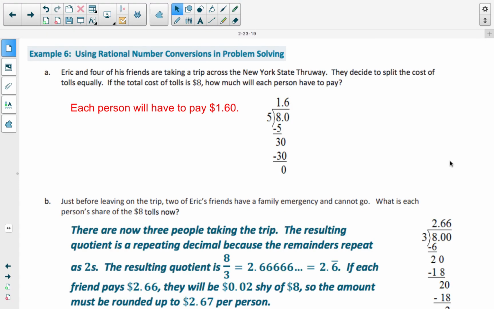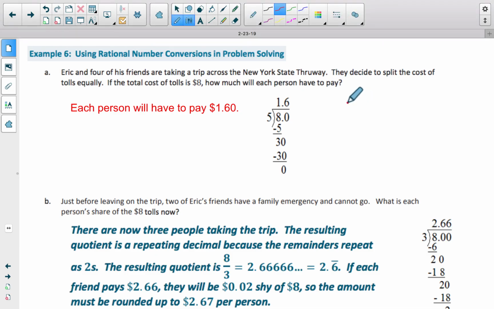For example 6A, you should have got $1.60. Eric and his 4 friends, keep in mind that is 5 people, and you are taking these $8 and splitting it amongst 5 people. So 5 goes on the outside, 8 goes on the inside. You should have got $1.60. Keep in mind I added the 0 here because this decimal terminates, but because it's money, you always write up to the hundredths place, so I added the 0 in.